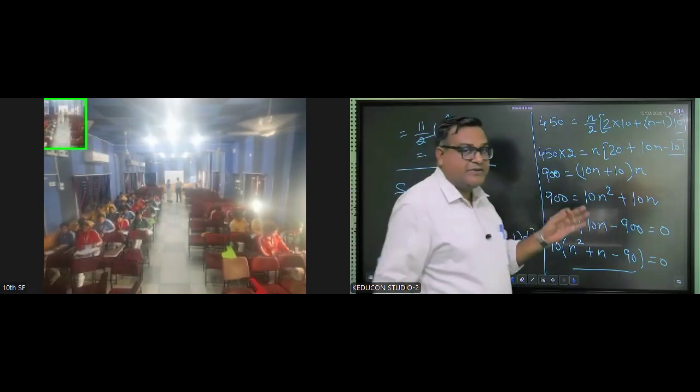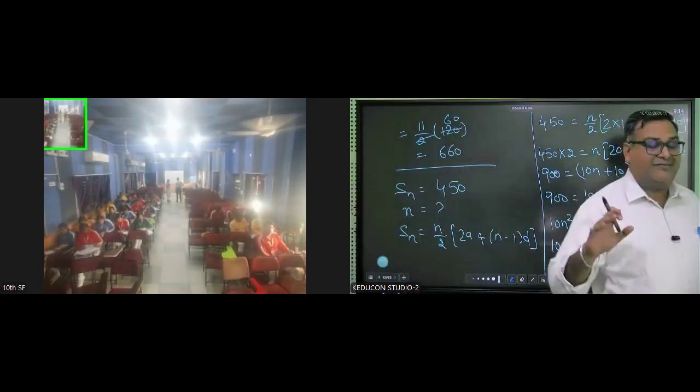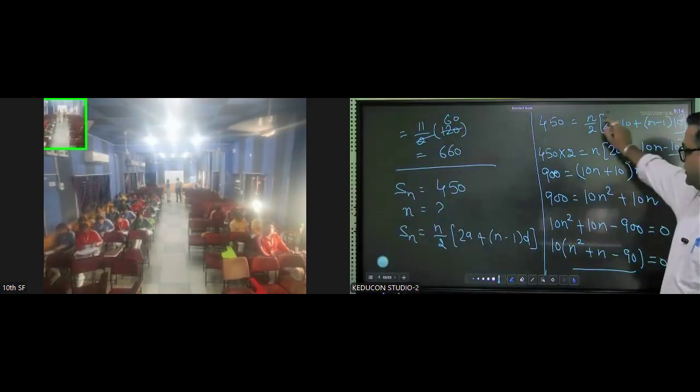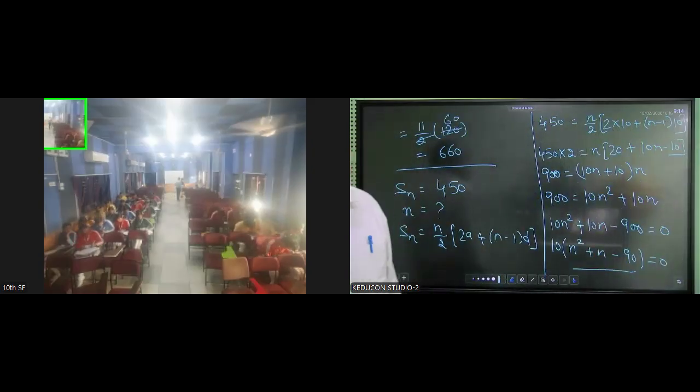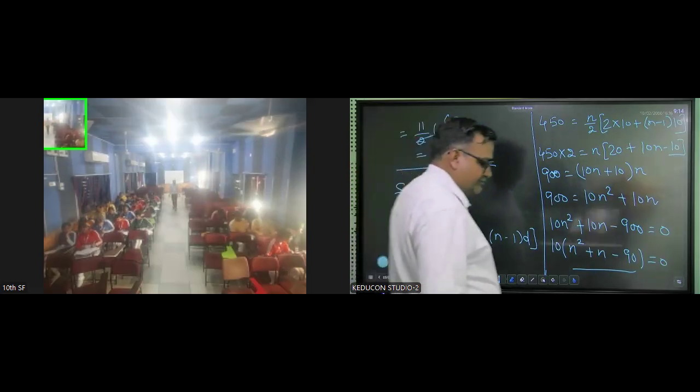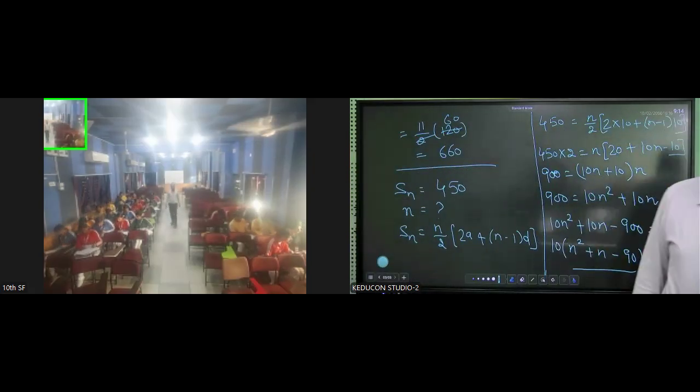Any doubt till now? And this concept is very important, students. Always in the board paper, there is a question in which you have to find n. And every time when you have to find n, this quadratic equation is formed.